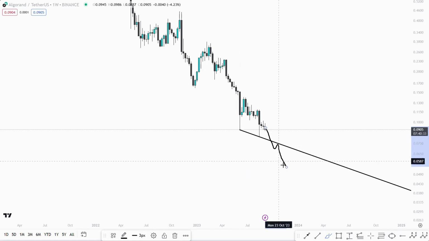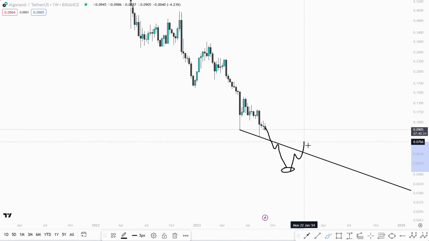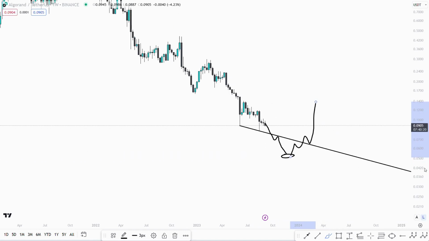Everyone is calling for the death of Algorand, saying, I don't see any hope in Algorand right now. We hit that 5 cent level, then we get at least a nice retrace in the market, come back above, deviate, and send it to higher levels that we are expecting for Algorand.